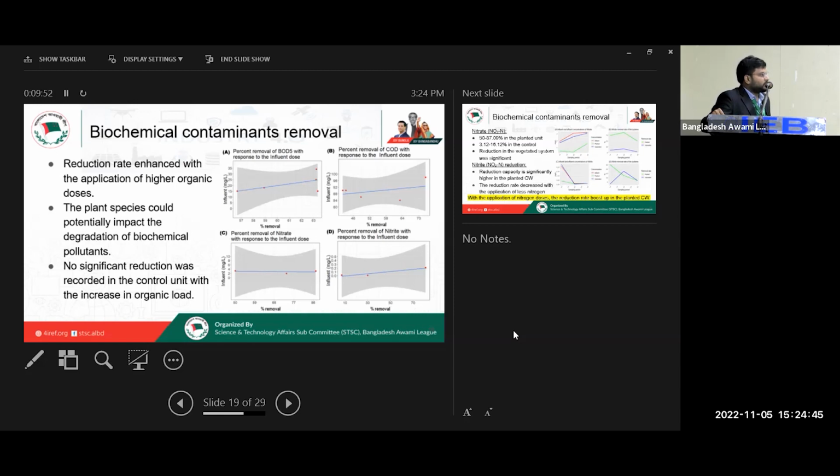Here is another specific target of our research: we wanted to determine whether the reduction level increases with the application of nutrition doses. We found that the reduction rate was enhanced with higher organic doses, and the plant species could potentially impact the degradation of biochemical pollutants. And we did find no significant reduction was recorded in the control unit that was unplanted.